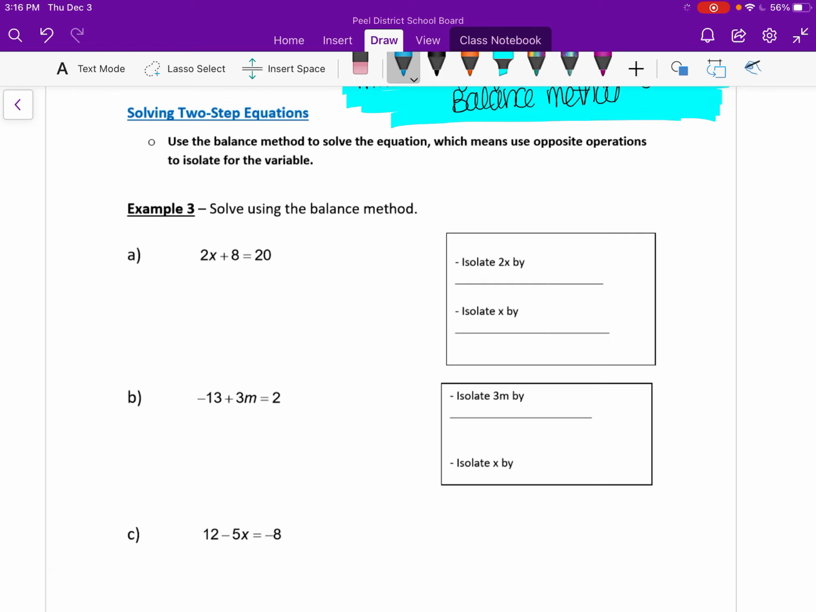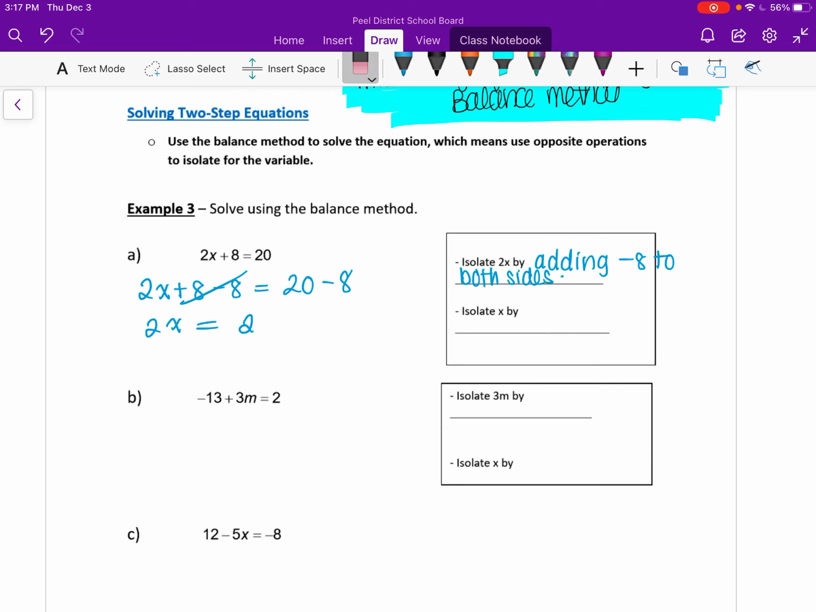So I'm going to say isolate 2x by adding negative 8 to both sides. Right, so I'm going to take 2x plus 8 minus 8 to get rid of that 8. And whatever I do to one side, I got to do to the other. So it becomes minus 8. 2x plus 8 minus 8 cancels out.